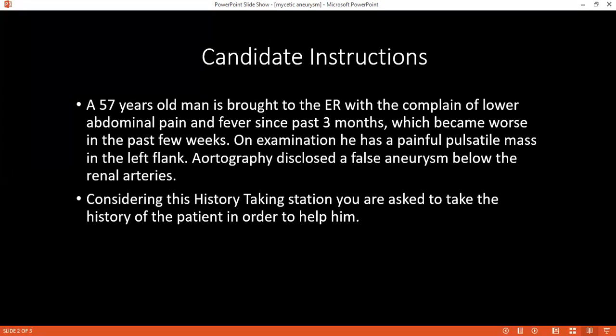Okay. So you felt this mass before? Did you feel it was soft or hard? Yes, it's soft, and sometimes it decreases when I lie down. Okay. So do you have any swelling in your lower limb? No, I don't have that.